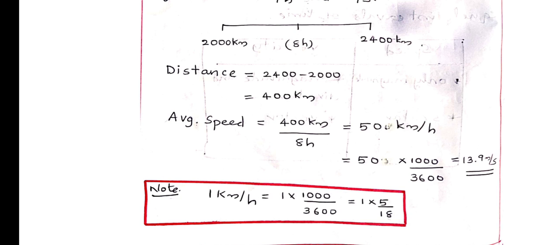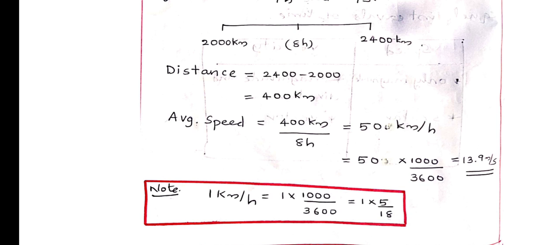I repeat, to convert 1 kilometer per hour, first we convert kilometer into meter and hour into seconds. 1 kilometer is equal to 1000 meter, so we multiply by 1000, that is 1 into 1000. Divided by the denominator, hour, converted into seconds. We know that 1 hour is equal to 60 minutes, and 1 minute is equal to 60 seconds. So 60 minutes converted into seconds is 60 into 60.